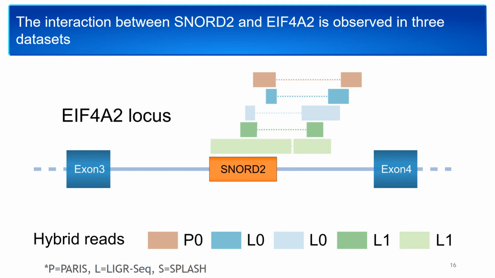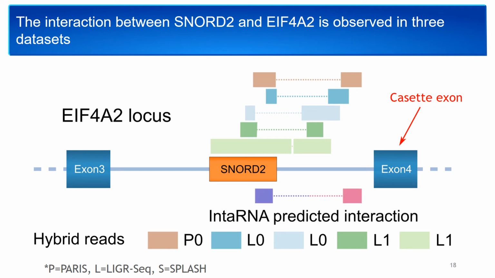This interaction was seen in 3 different datasets, 1 from PARIS and 2 from LIGR-seq. One of the key features that makes this candidate interesting is the fact that the next exon downstream of SNOR2 is a cassette exon. Using an RNA duplex prediction tool called IntaRNA, we observed a strong predicted interaction region within the SNOR2 EIF4B2 interaction, as represented here by the purple and the pink color.